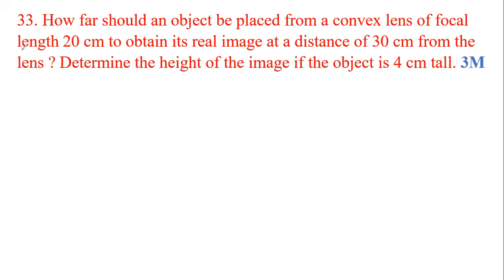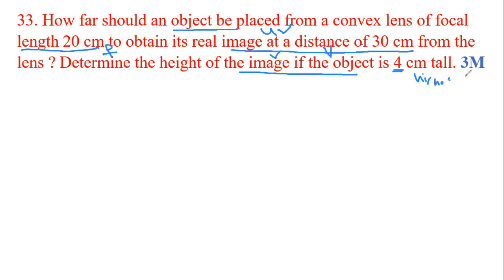Here, focal length is given as 20 centimeters. Image distance is given. We should find the object distance, so object distance U we have to find. V is given and focal length also given. Once we find the U value, then we will go for the height of the image. Height of object is given. So we have the formula: height of image by height of object is equal to V by U. That we will do after finding this U value.